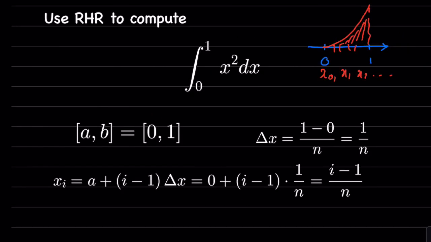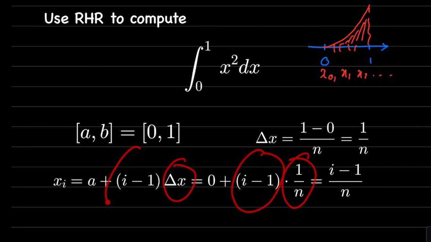So xi will be given by a plus i minus 1 times delta x. In this case, delta x is the length of this interval, that's 1 minus 0 divided by n. So delta x is going to be 1 over n, which is reasonable because we are dividing this interval of length 1 into n equal subintervals. So the length of each of those subintervals is going to be 1 over n.